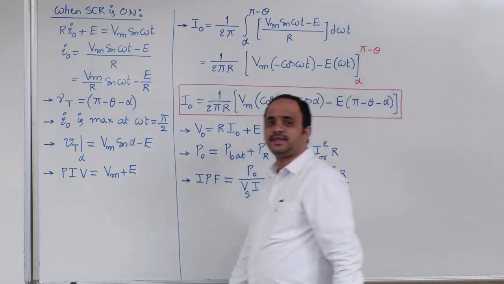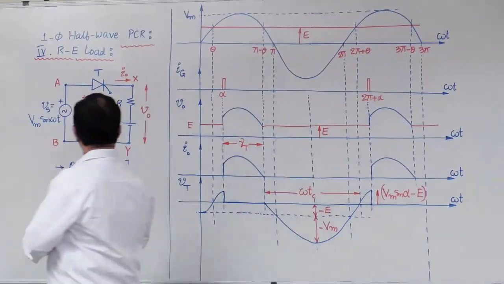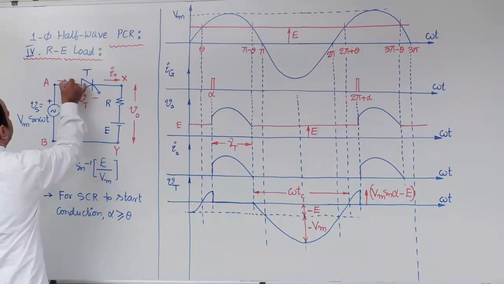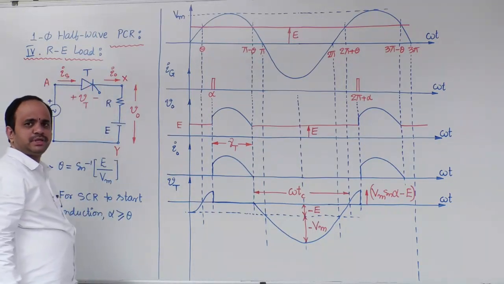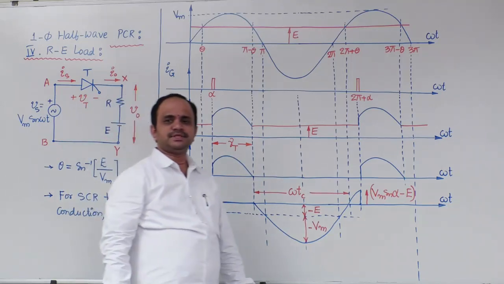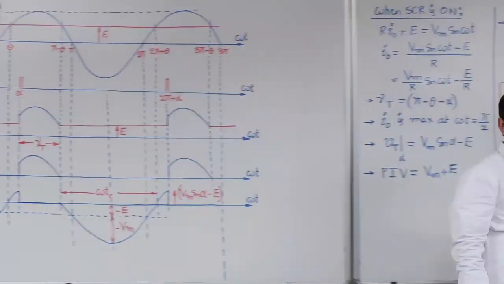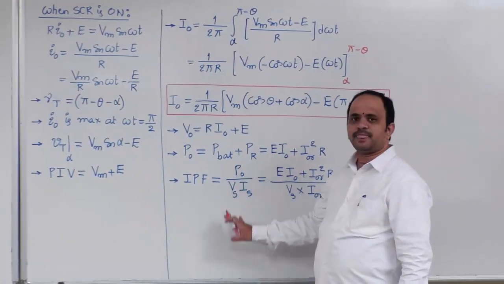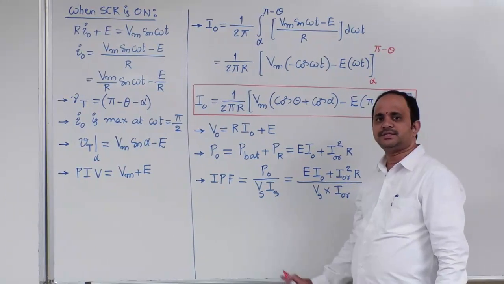What is the reason for that? If you look into the circuit diagram, because of simple series circuit, source current is equal to output current. Therefore, RMS value of source current is same as that of RMS value of output current. So, in this expression, what is unknown? That is RMS current. Let us find out that.